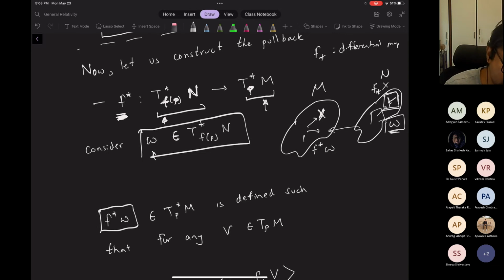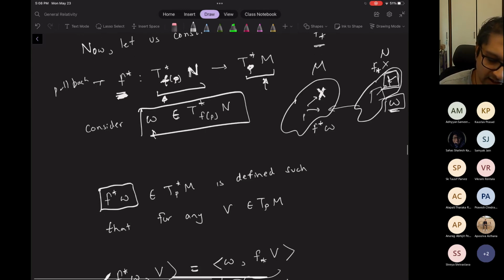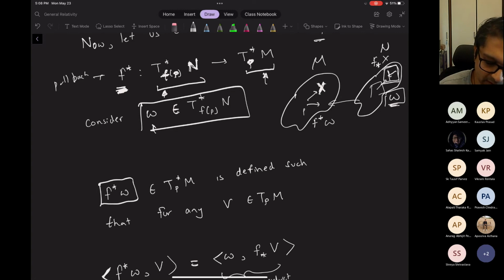And this f upper star is the pullback map, which acts on dual vectors. And f star acts on vectors. So x gets mapped to f star of x. And omega, we're claiming, gets mapped to f star of omega. So we now need to define what we mean by this map f star omega.